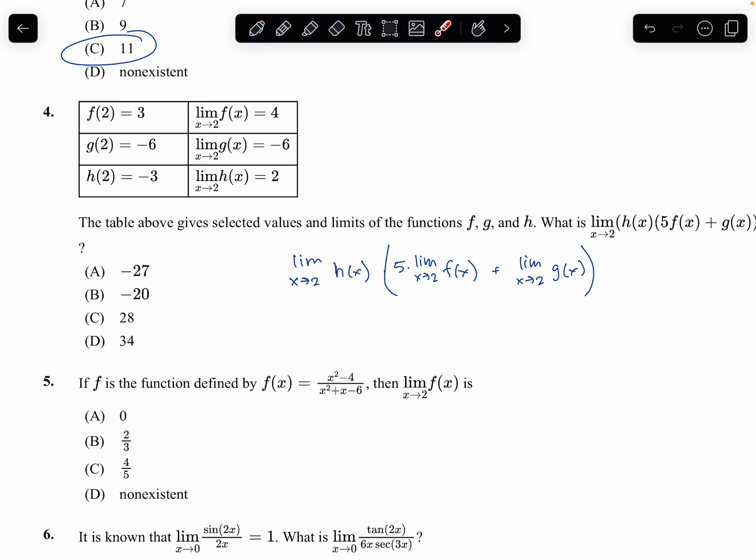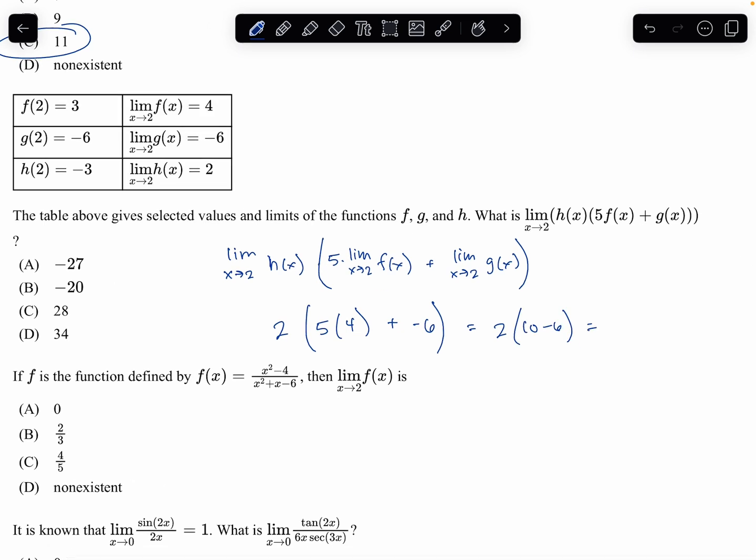So the limit as x approaches 2 of h of x is 2. So I'm going to put 2 right there. 5 times the limit as x approaches 2 of f of x, which is going to be 4, plus the limit as x approaches 2 of g of x, which is going to be -6. And so we have 2 times 10 minus 6, which is going to be equal to 2 times 4, which is going to be equal to 8.